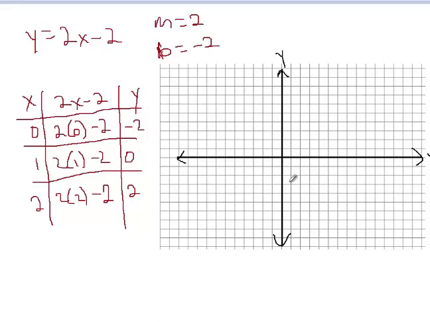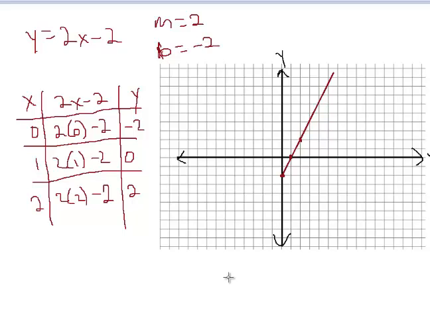We've got 0, negative 2, which is right here. We've got 1, 0, which is here. And we've got 2, 2, which is here. If we then draw a line that goes through all 3 points, we now have this line. Of course, it goes in all directions, but you can see right away that it's accurate because it has a slope of 2, up 2, 1 over, and you can see that its y-intercept is correct, which is negative 2.